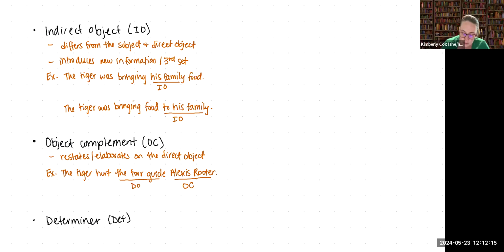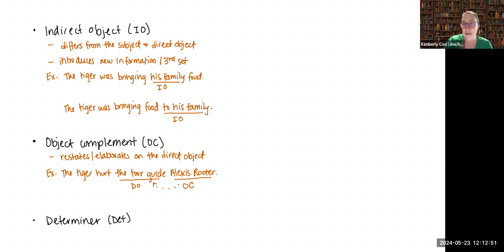And the object complement is just kind of giving you another way of talking about the tour guide. So in that sense, it's still part of that main sentence. It doesn't exist on its own, but it is introducing additional information. And so that's what makes it a complement as opposed to an additional object. Alexis Reuter is not a separate person from the tour guide, so it's not an indirect object. Okay. So these are the main components in terms of function when you're dealing with like a larger clause or what we talk about as a sentence.